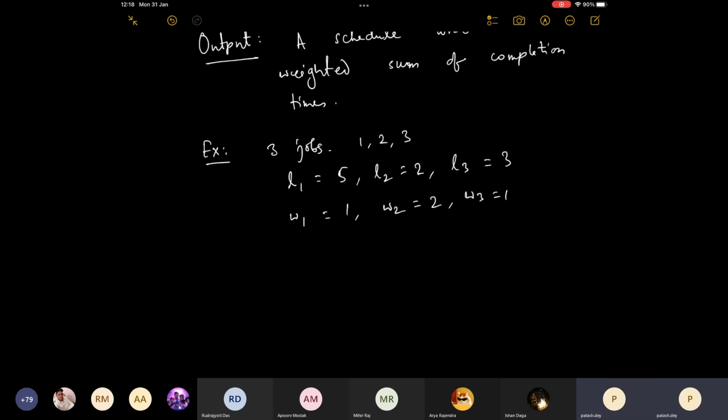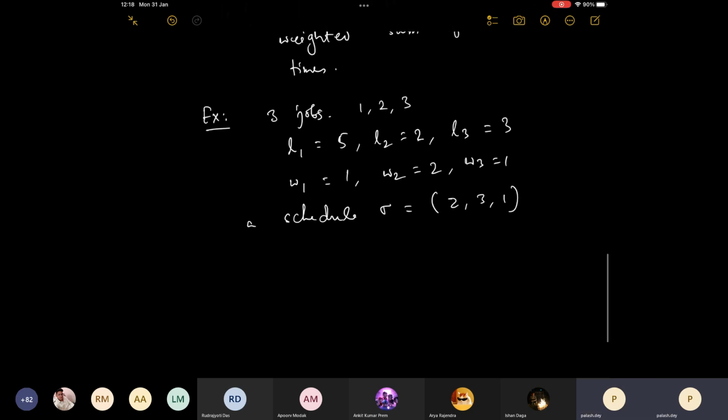A possible schedule, call it sigma, could be that first I execute job 2, then job 3, then job 1. So it's a permutation of the jobs in which order I am executing them. If I pictorially draw it, this is the time axis, where time here is 0. First I execute job 2 and it takes 2 units of time.